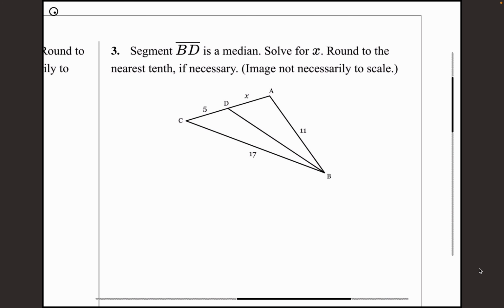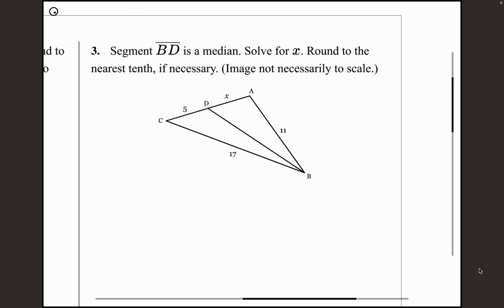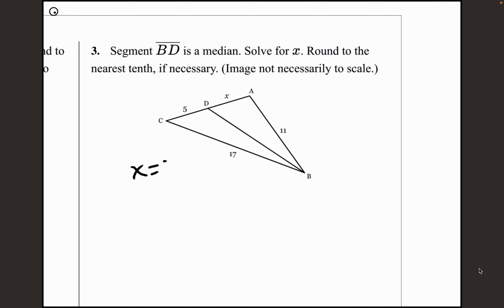Let's look at this one. This one says segment BD is a median. When BD is a median, what does that do? It cuts CA in half. So if CD is 5, what's X? Perfect. That's simple.